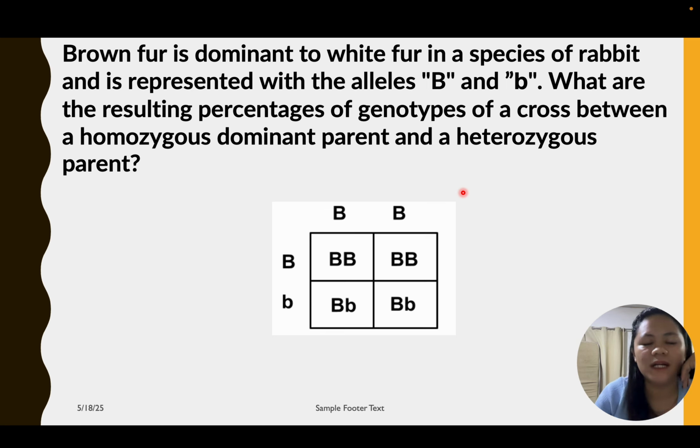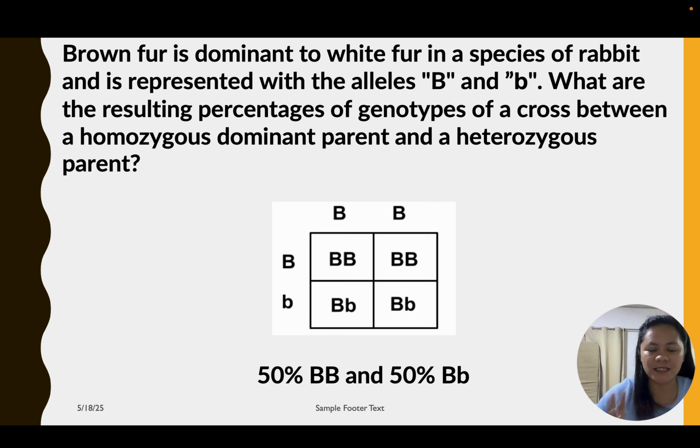Okay, so the answer is, as what you can see, genotype man, so hindi mag-matter kung heterozygous yan siya or homozygous. So, ito, puro big letter B, so we have 50% na puro big letter B, and 50% na heterozygous na big and small letter B. So, that is the answer for this question.